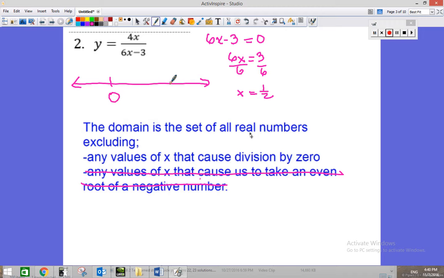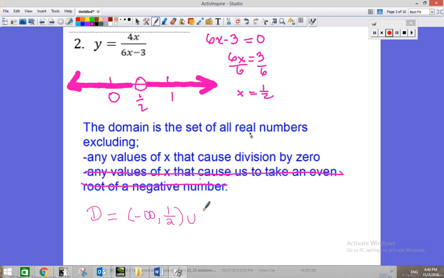So here's 0, here's 1, 1/2 is halfway between 0 and 1. Any other number, if you plug it in there, that x will be related to some y value. You just have to calculate the y value, do the arithmetic. Alright, so my domain is the set of all real numbers from negative infinity up to 1/2, but it excludes 1/2. And then any value that's greater than 1/2, so I have 1/2 to infinity. So there's my domain. That's the first part of this.